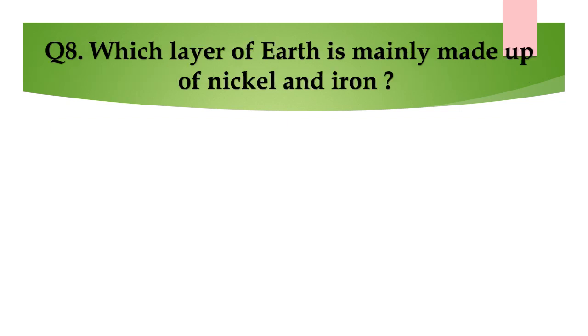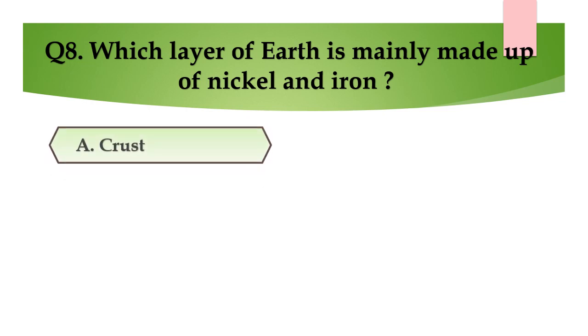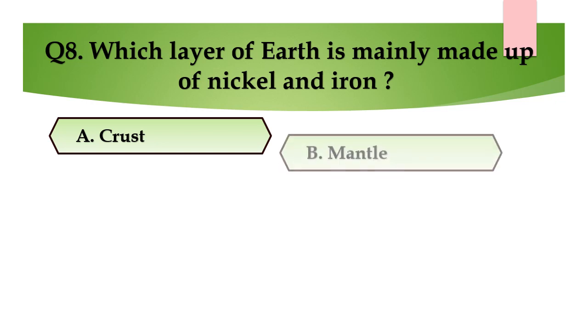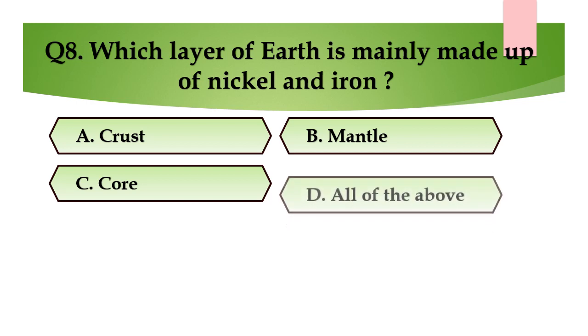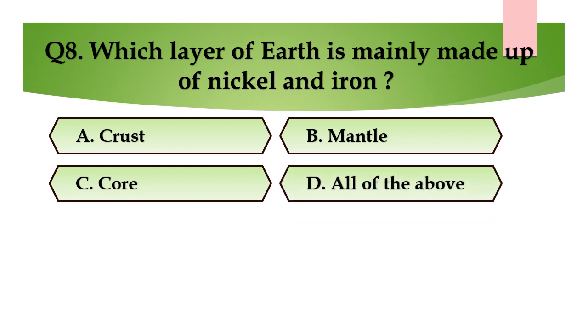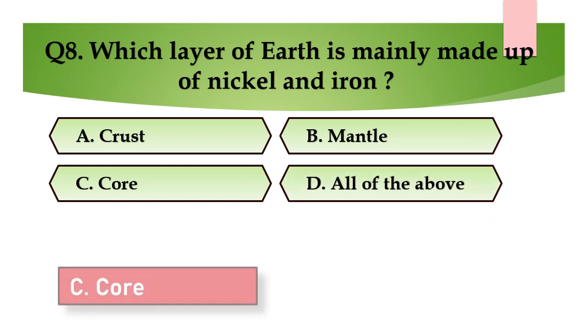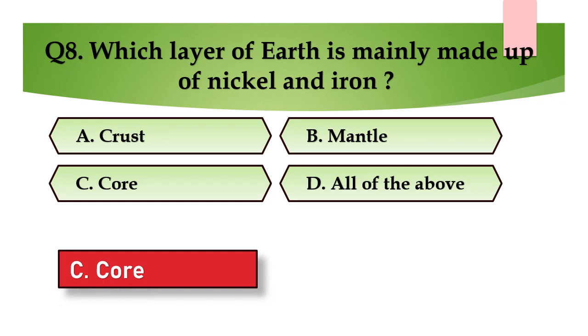Question number 8. Which layer of earth is mainly made up of nickel and iron? And the options are A. Crust, B. Mantle, C. Core, or D. All of the above. And the answer is C. Core.